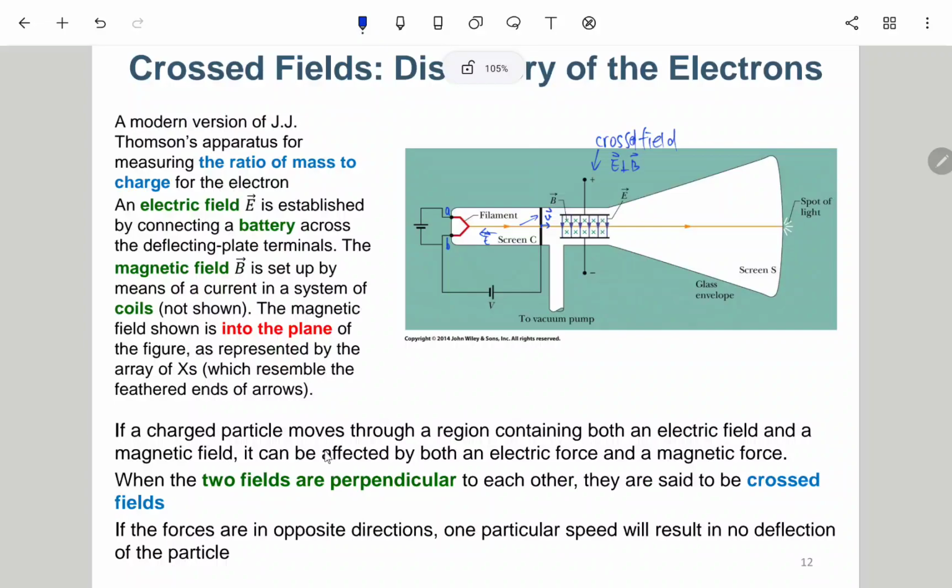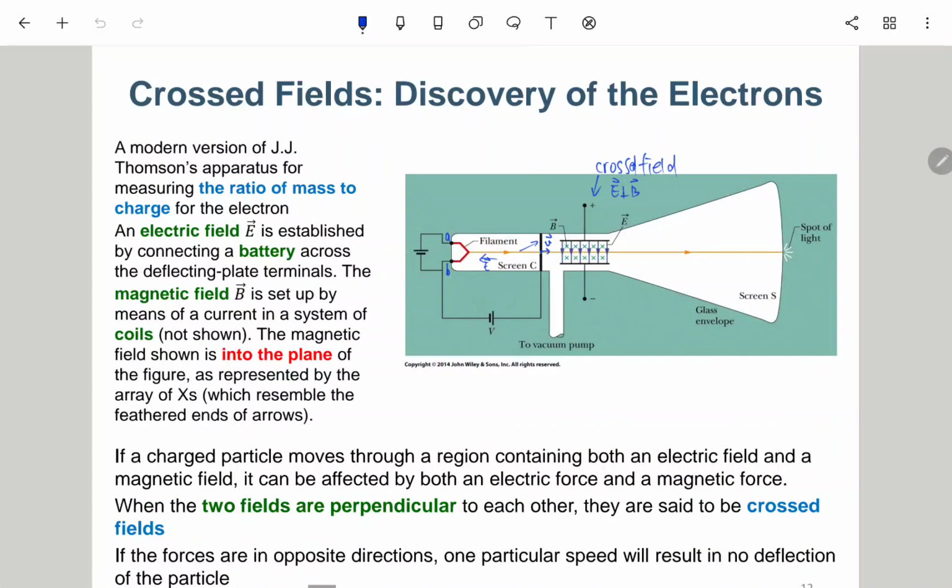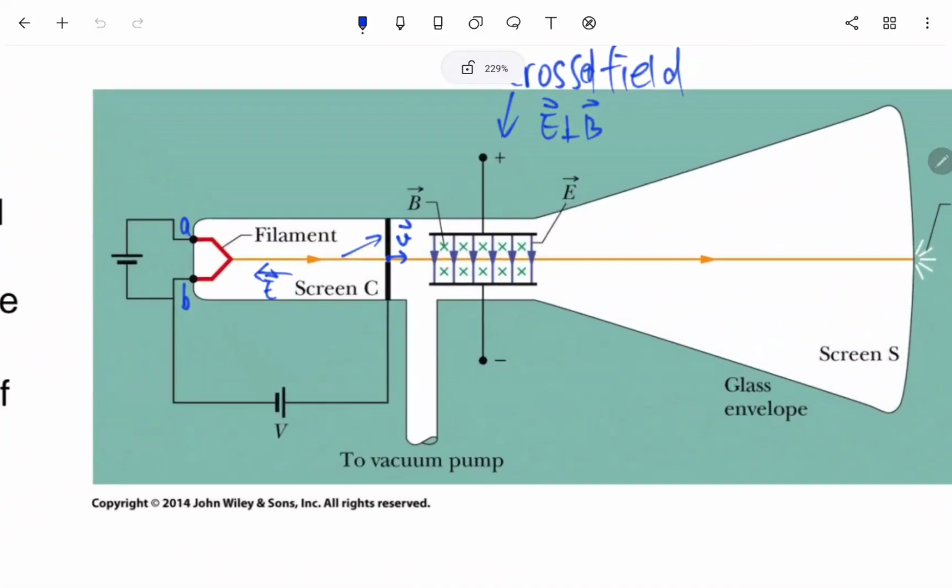So it says if a charge moves through a region containing both E field and magnetic field, or I should say B field, it can be affected by both an electric force and a magnetic force. When the two fields are perpendicular to each other, they are said to be cross fields. Just as what I mentioned, if the forces are in opposite directions, one particular speed will result in no deflection of the particle. So actually we can simply consider.